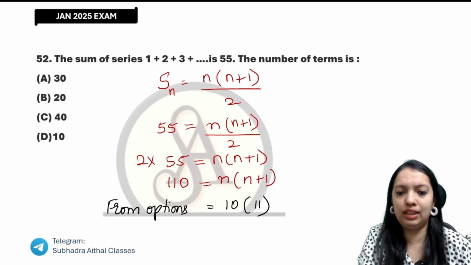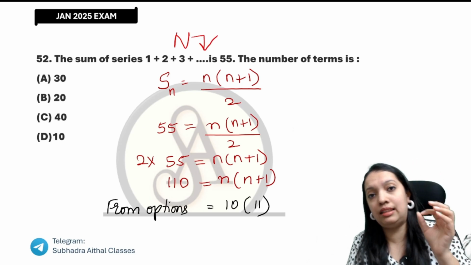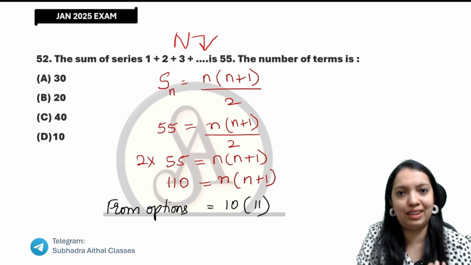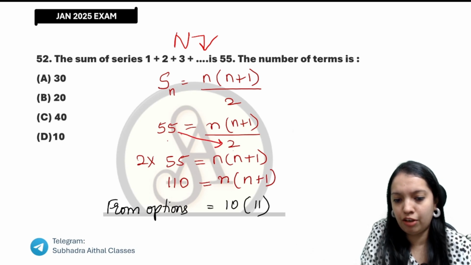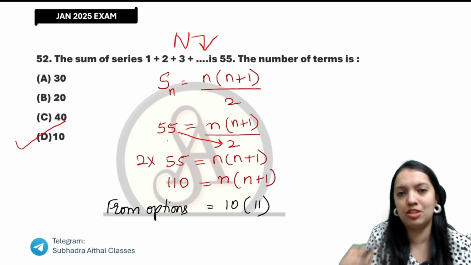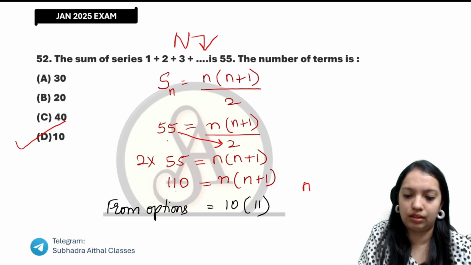Next, the sum of this series is 55. I can observe that these are the first 10 natural numbers, and the sum of the first n natural numbers is n into (n plus 1) by 2. So I have to find the n value where my sum becomes 55. Cross multiply, 55 twos are 110. The multiplication of two consecutive numbers from the options is 10 into 11, which is 110. So n value is equal to 10.